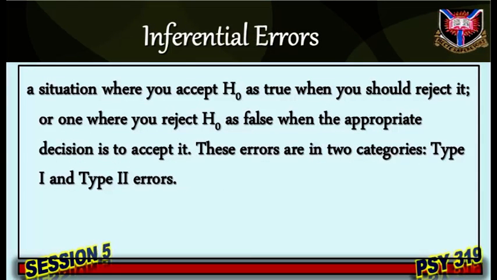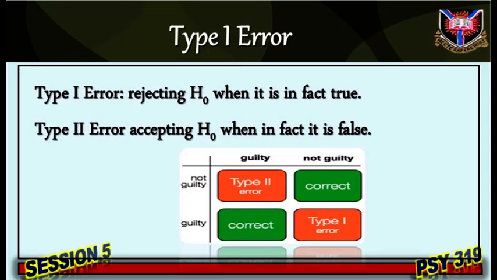Inferential errors. By inferential errors, it means a situation where you accept H0 as true when you should reject it, or one where you reject H0 as false when the appropriate decision is to accept it. These errors are in two categories, Type 1 and Type 2 errors. Type 1 error involves rejecting H0, that is, a researcher believes that a significant difference exists, when, in fact, there is actually no difference.